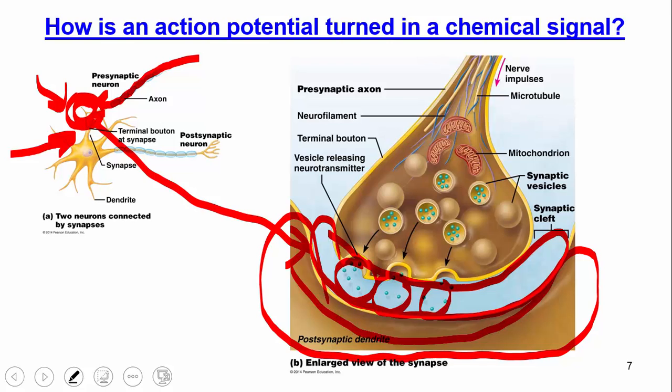Again, you want to notice, what is this space between neurons called? It's either called a synapse or a synaptic cleft. Either one is a correct way to say it. They're synonyms.